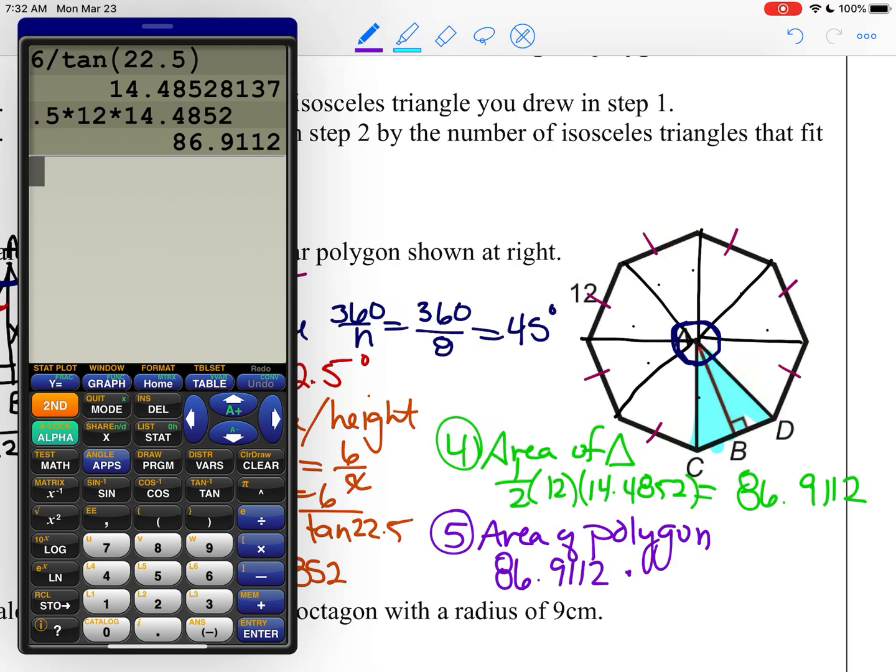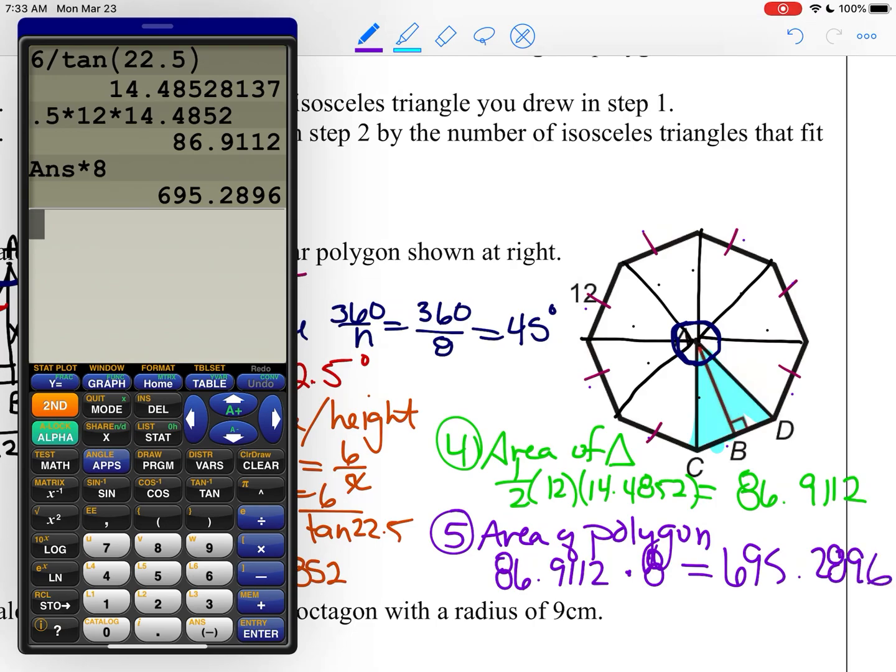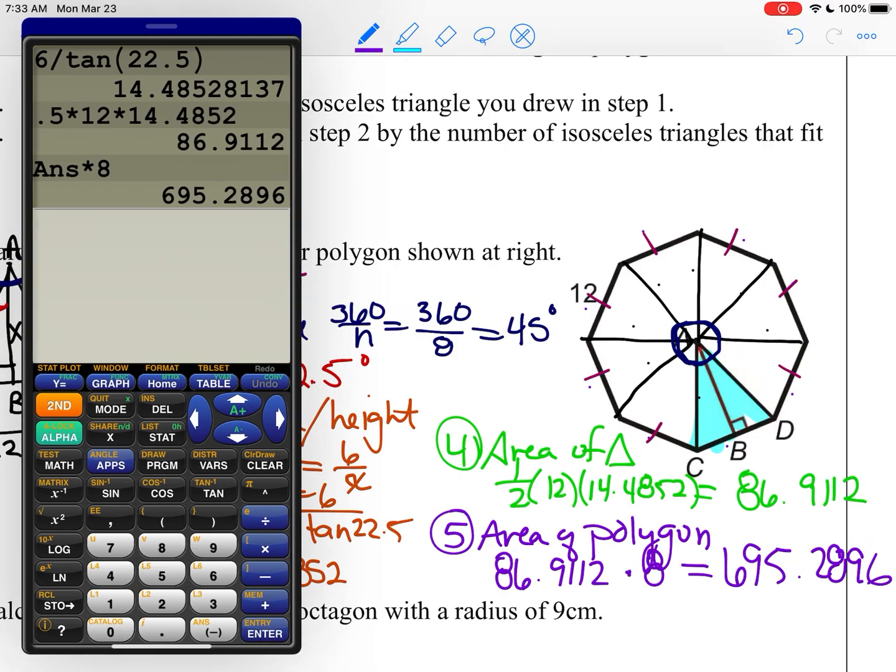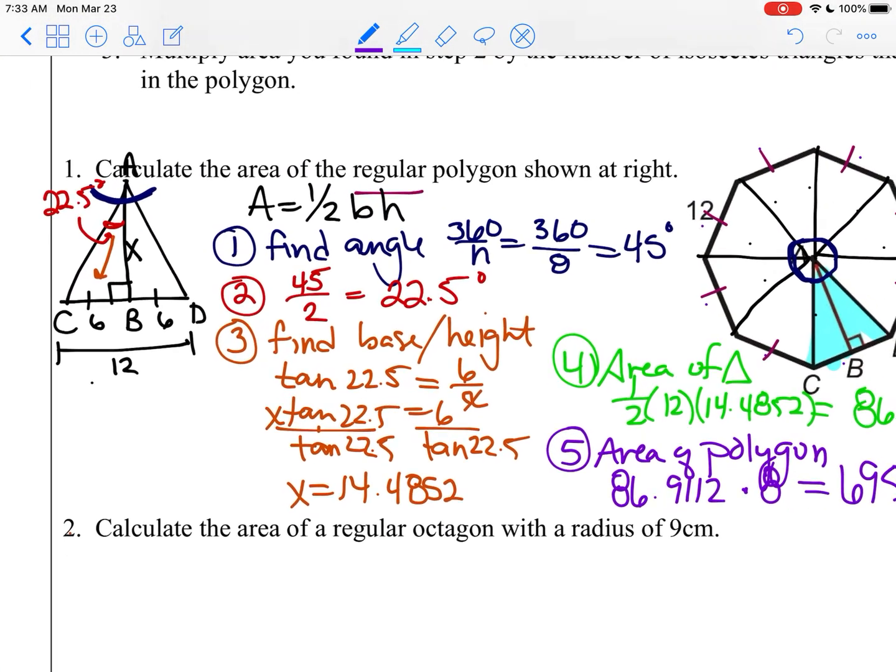86.9112 times, and there's 1, 2, 3, 4, 5, 6, 7, 8. So times 8 gives me, so I'm just going to go times 8, 695.2896. So we're basically going to repeat this process for all of them. And depending upon what you're given first will depend upon step 3, what you have to find. But the rest of it is pretty much the same. Alright? Okay, let's go to number 2.